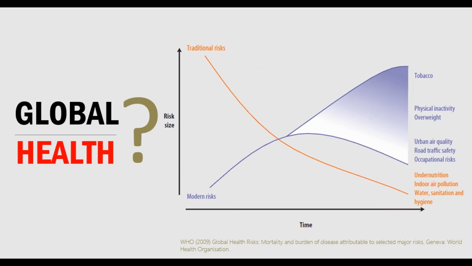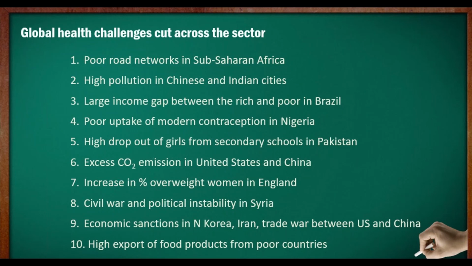Although the traditional risks, like infectious diseases, have come down, we still have those challenges, for example the coronavirus. We also have a huge challenge of dealing with undernutrition across the world. That remains a significant challenge. Access to basic essentials of life like water, sanitation, and hygiene is also missing. These are just a few examples of the range of challenges that cut across different sectors.